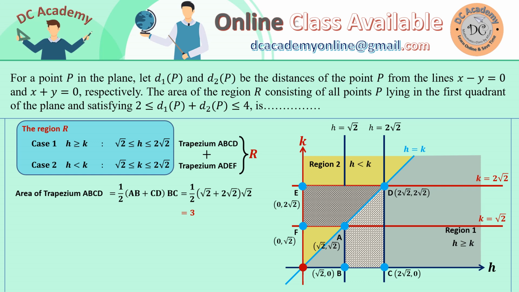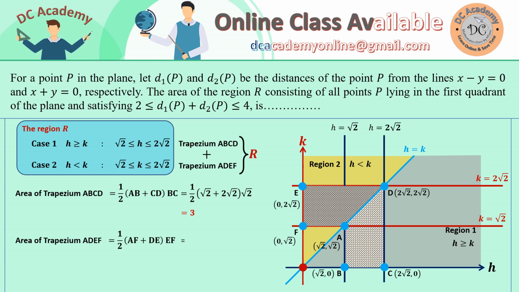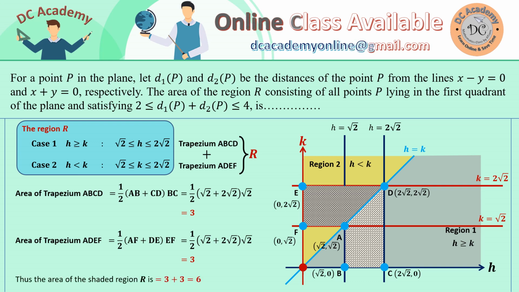And we need to find now the area of the trapezium ADEF. In a similar manner, we can calculate the area as one half of (A plus D) into EF. Here also we can find that A is root 2, D is 2 root 2, and obviously EF is root 2. So the area is also 3 here. So the total area of the region R is actually 6 units. So for this problem, the fill in the blanks kind of thing, we have to write down the right option as 6. That's it. So that's the answer. Hope you understood it.